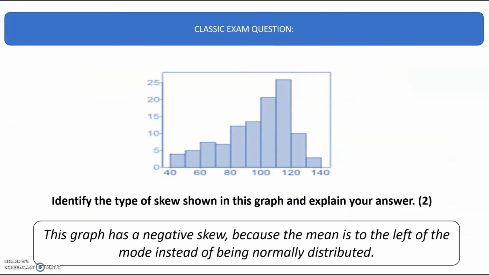So how I answer this question is: this graph has a negative skew, for which I get 1 mark, because the mean is to the left of the mode, instead of being normally distributed. And then I get a 2nd mark there. That's a very basic exam question.